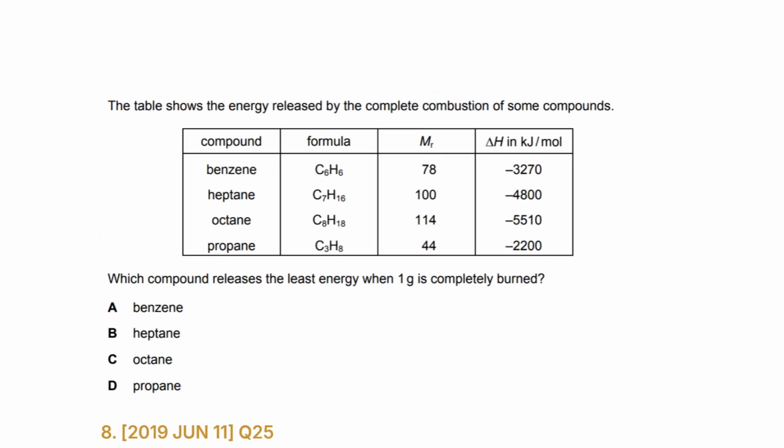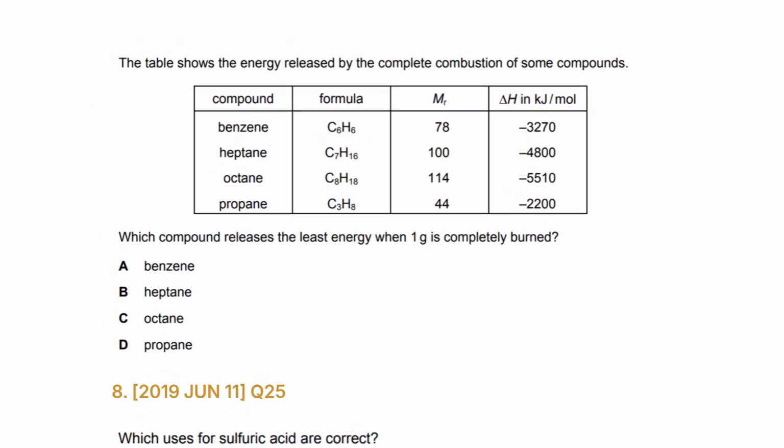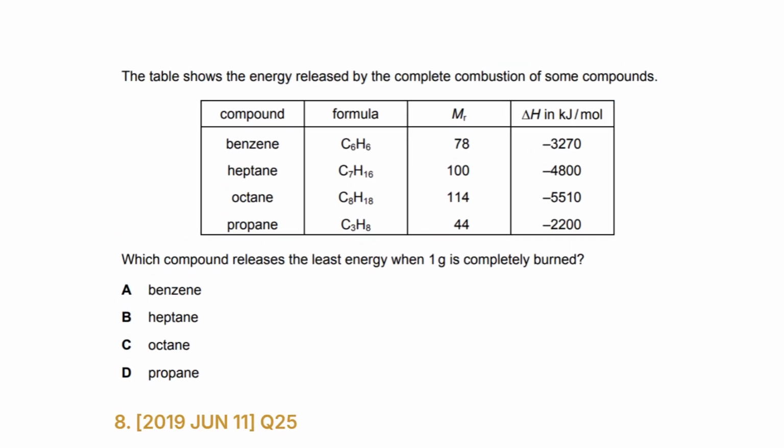The table shows the energy released by the complete combustion of some compounds. Which compound releases the least energy when 1 gram is completely burned? So which of these would release the least energy? Now all of these are releasing energies. Which of these would release the least energy when 1 gram of it is burned?